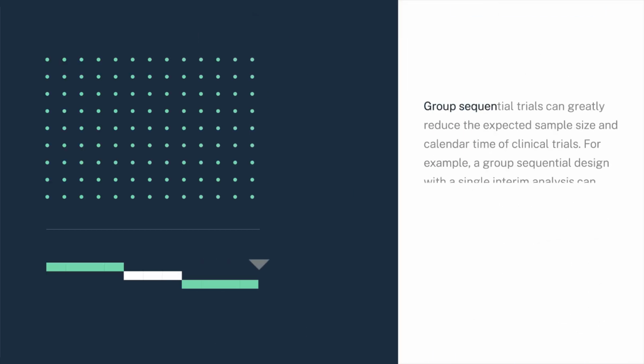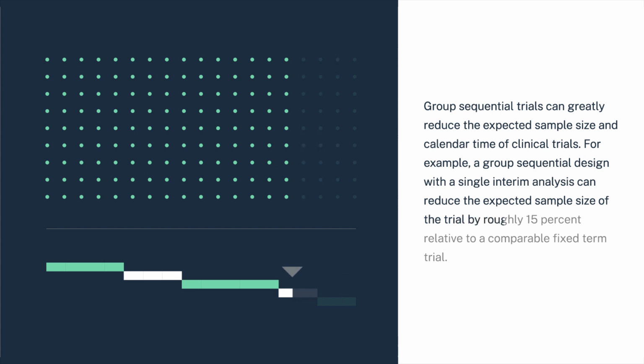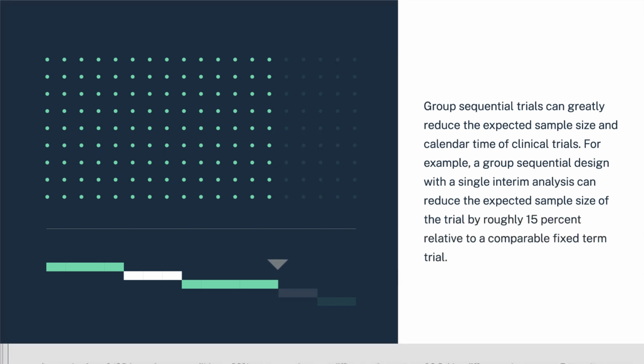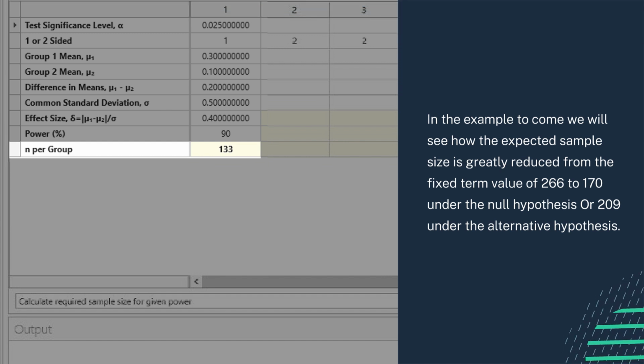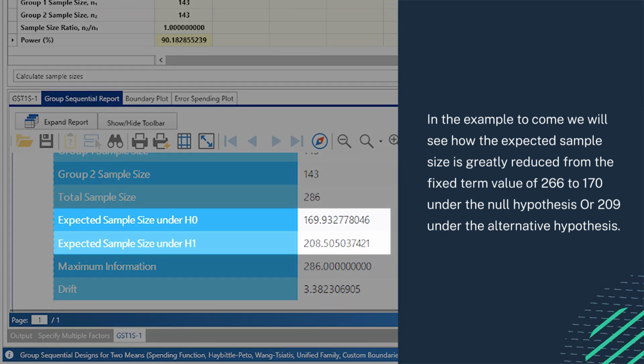Group sequential trials can greatly reduce the expected sample size and calendar time of clinical trials. For example, a group sequential design with a single interim analysis can reduce the number of subjects required in the trial by roughly 15% relative to a comparable fixed-term trial. In the example to come, we will see how the expected sample size is greatly reduced from the fixed-term value of 266 to approximately 170 under the null hypothesis, or approximately 209 under the alternative hypothesis.